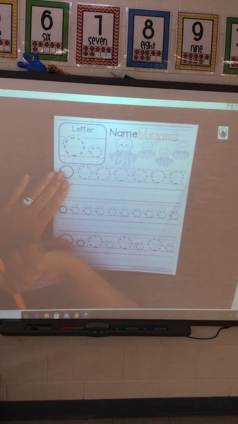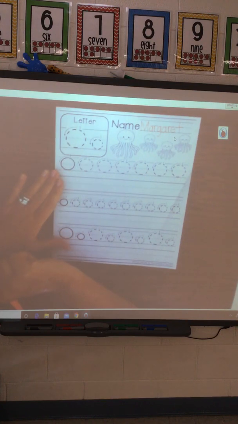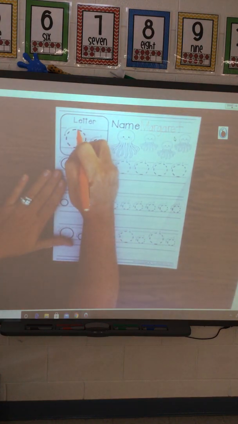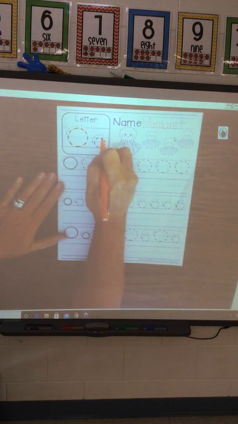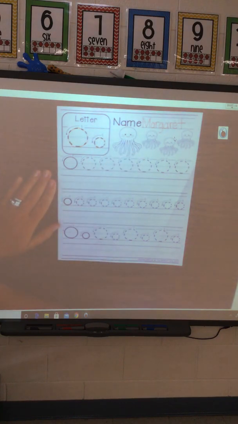I have one uppercase letter at the beginning and the rest are lowercase. For the letter O, we start at the top, we curve around just like when we were writing a C, but this time we're going to close it up. For my lowercase, I start on the dotted line, I curve around like when I was writing the C, and then I close it.